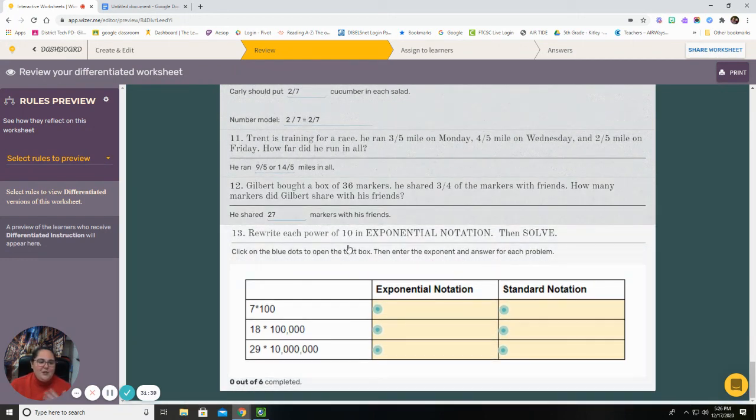This last question is using the power of 10 in exponential notation. So 7 times 100 is the same thing as 7 times 10 to the what power? Exponential notation means use exponents. So this one would be 10 to the second power because there are 2 zeros. 18 times 10 to the 5th. 29 times 10 to the 1, 2, 3, 4, 5, 6, 7th.